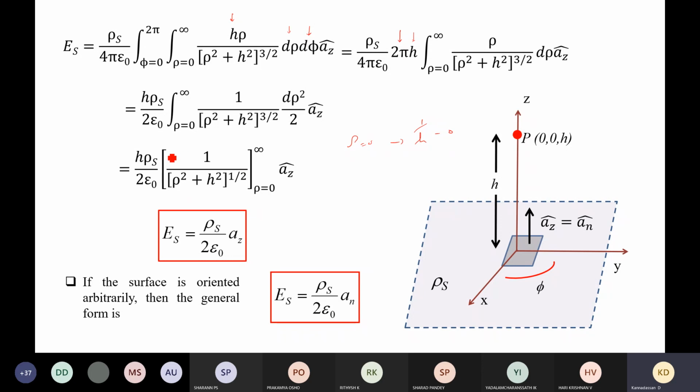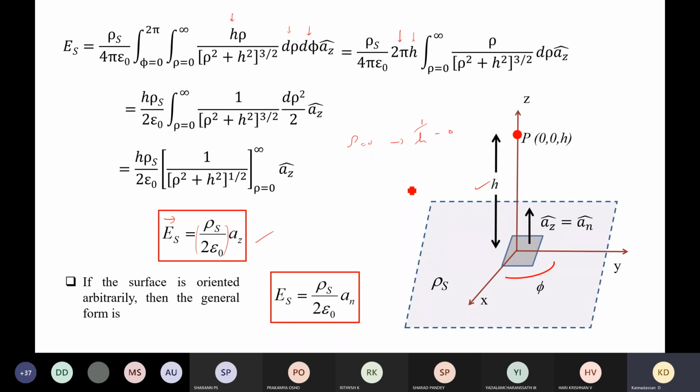So the integration result is 1 by h, and this h will be cancelled. So finally you will get this term. Es, the electric field due to an infinite surface charge, is simply rho s by 2 epsilon naught. The very important thing to remember here is that h finally cancelled out. So at the particular point P at any particular height, it is always going to get this particular magnitude, irrespective of whatever the distance. This is a very, very interesting factor.